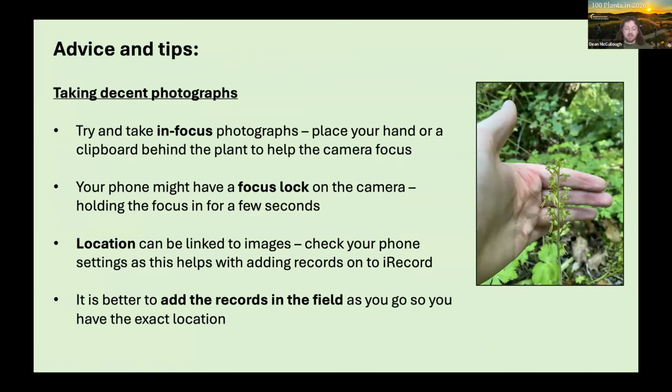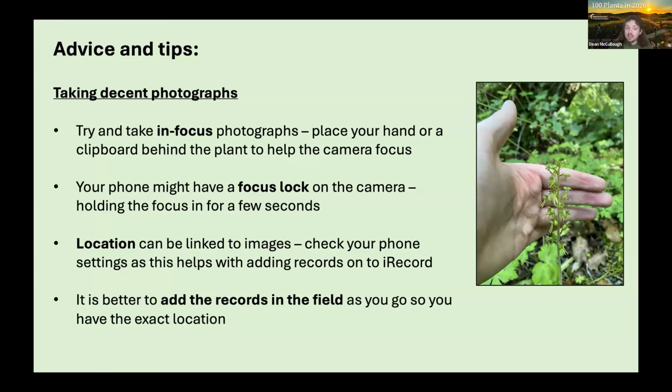So I'll just spend the rest of the webinar on advice and tips, which is really, I suppose, what you're here for: how do you take decent photographs. Before I go into that, it really is important to stress that this is going to be dependent on the technology that you have, and people are going to have different phones and different cameras. So it demands you knowing how your particular phone works. But most modern phones are similar in the mechanisms that they have.